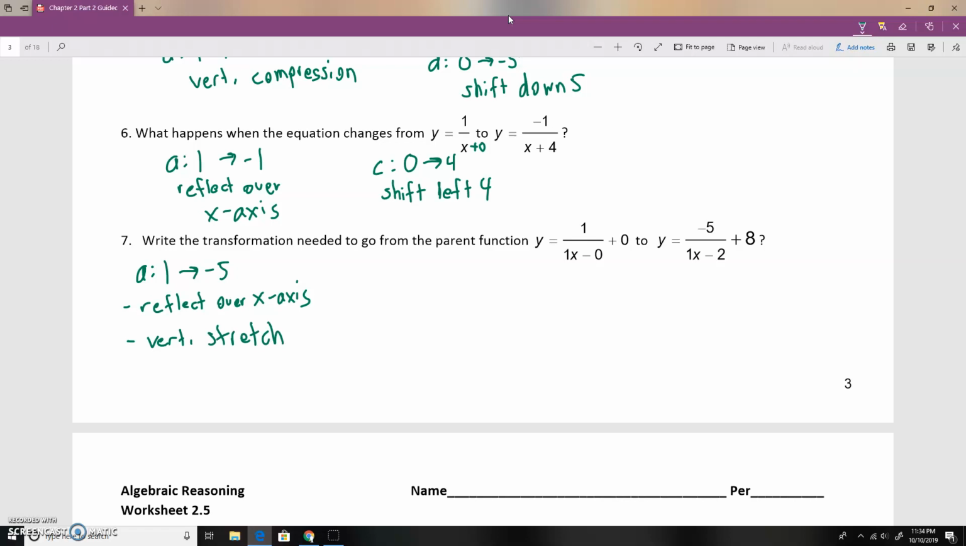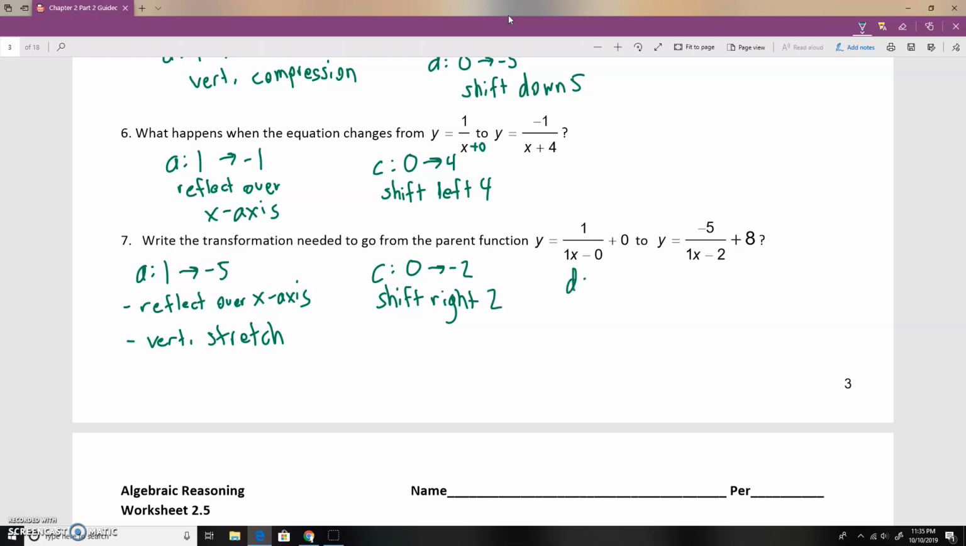All right. So now let's also look, we've got our C value here. Our C value is changing from a 0, minus 0 is the same as 0, to a negative 2. Okay. Well, you got to remember subtracting on the C. Subtracting is a move to the right. So it's moving right by 2.